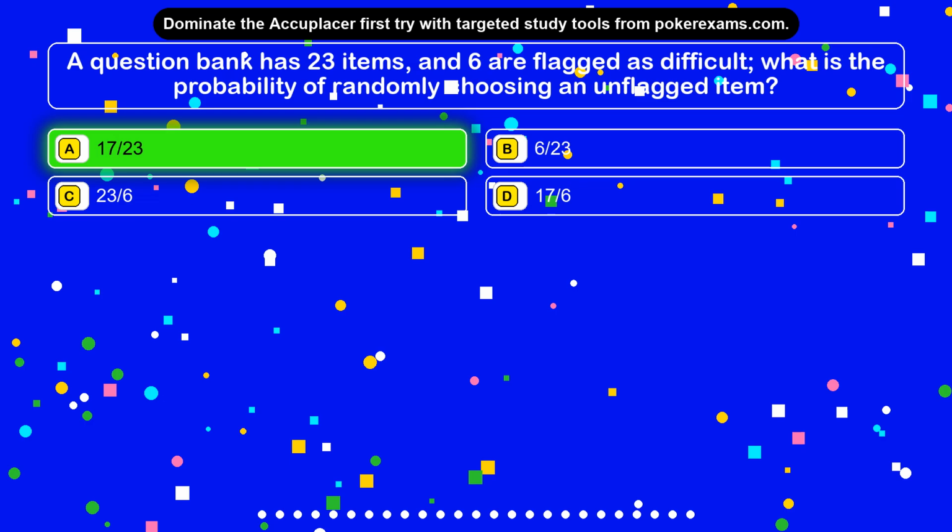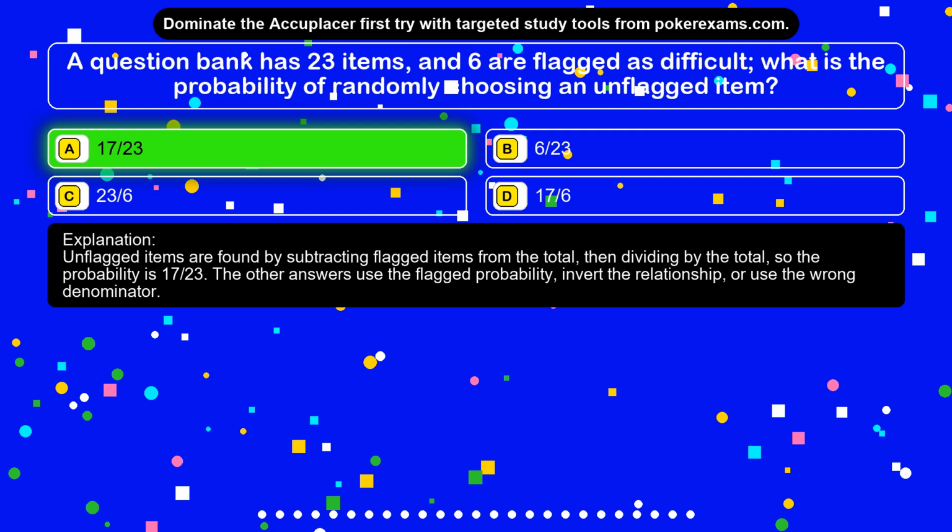The correct answer is option A, 17/23. Unflagged items are found by subtracting flagged items from the total, then dividing by the total, so the probability is 17/23. The other answers use the flagged probability, invert the relationship, or use the wrong denominator.